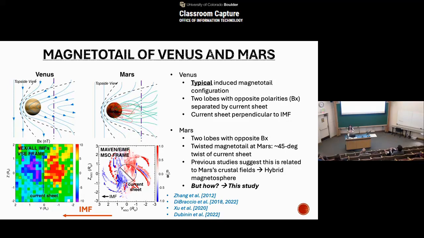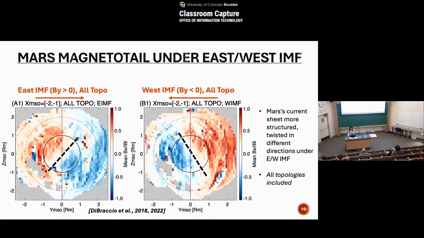And previous studies using MHD suggest this is a crustal field effect. That's how we started to call Mars, instead of an induced magnetosphere, a hybrid magnetosphere. That means there's contribution from both the induced IMF pile-up and also the intrinsic field, the crustal fields. But for a while, we didn't know exactly how it works. This is where magnetic topology comes in.